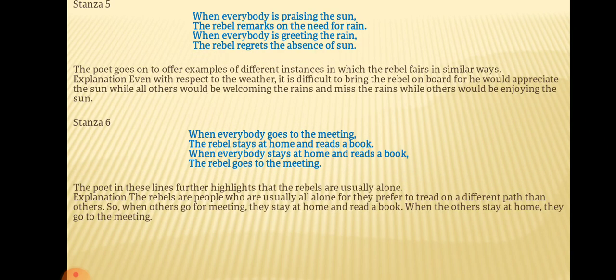Stanza number 5. When everybody is praising the sun, the rebel remarks on the need for rain. When everybody is greeting the rain, the rebel regrets the absence of sun. The poet goes on to offer more examples of different instances in which the rebel fares in similar ways.